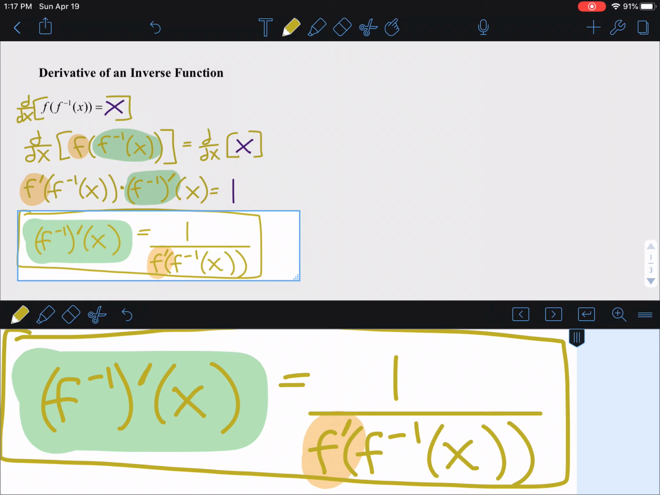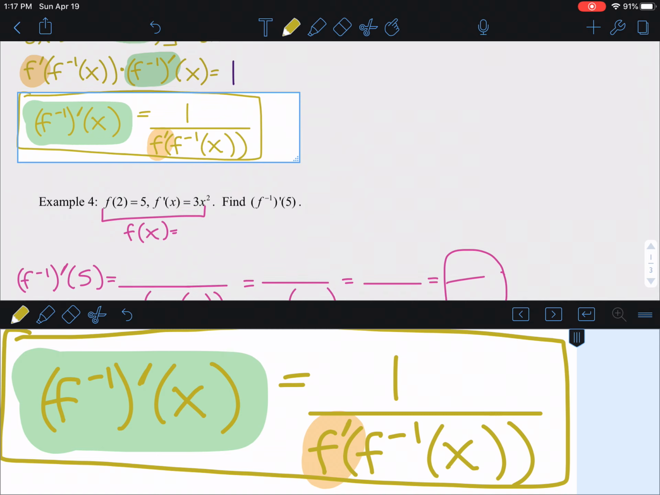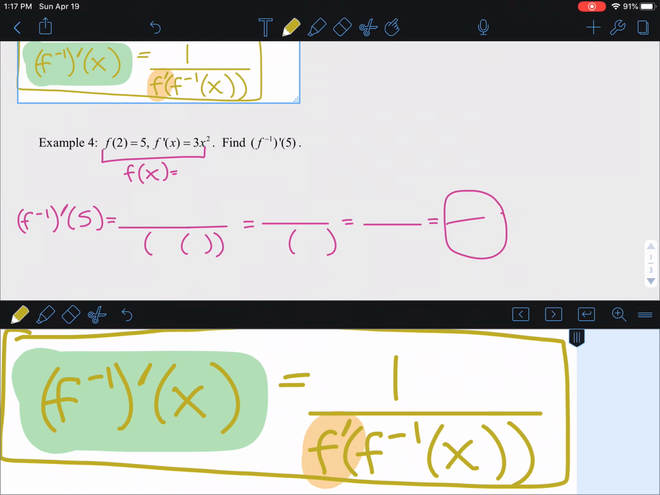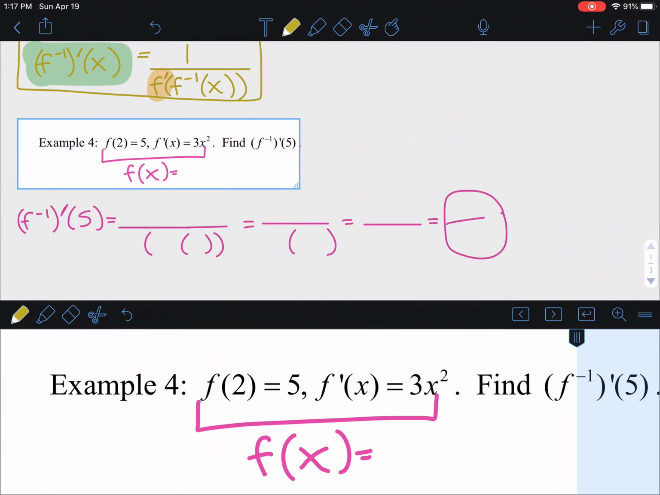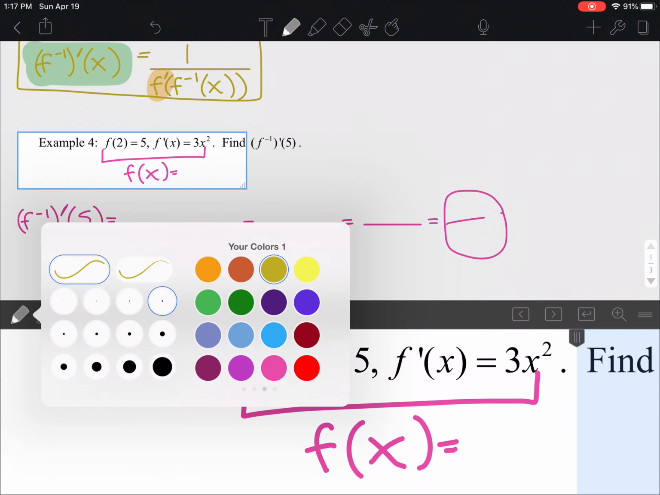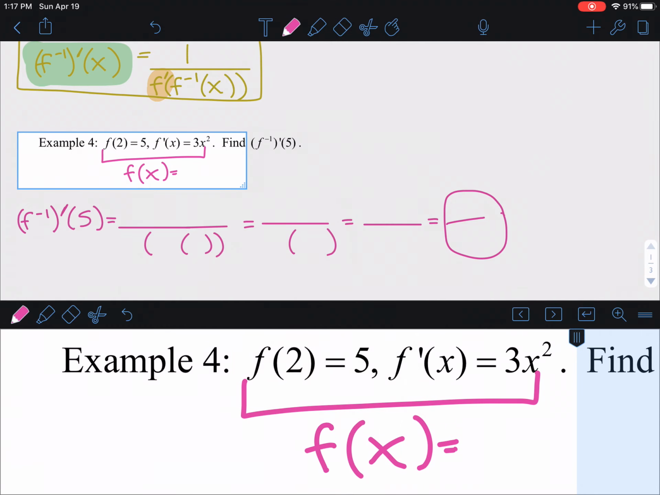So let's see this formula in action. Let's scroll down to example 4, okay? So example 4 gives us a couple of things. It tells us that f of 2 is 5. And it tells us that f prime of x is 3x squared, okay?